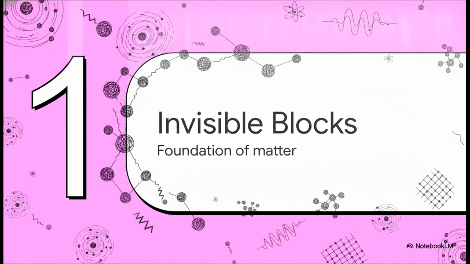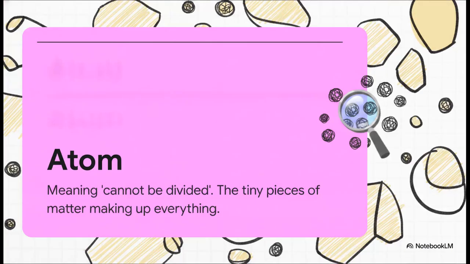The invisible building blocks. To begin our journey, we are going to zoom all the way down to a scale that is literally invisible to the human eye. Back to that thought experiment. Democritus hypothesized that eventually you'd hit a wall. You'd reach a piece so incredibly small it just could not be cut up anymore. He called this tiny piece of matter an atom, which literally meant cannot be divided in his language.